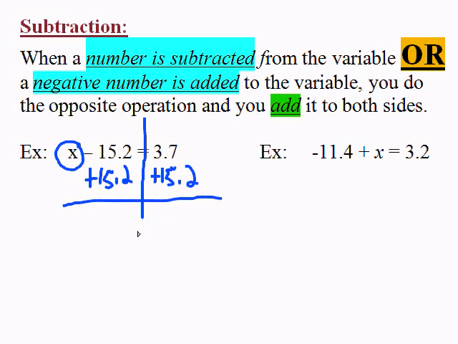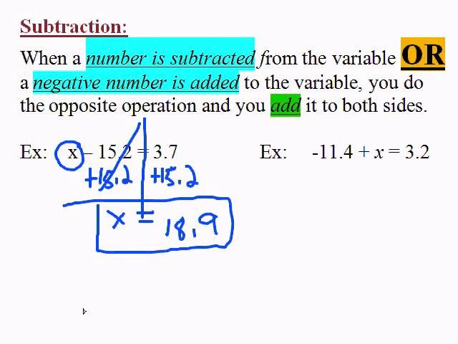Let's see what happens. Negative 15.2 plus 15.2 is 0, leaving us with just x equals 3.7 plus 15.2, which is 18.9, leaving us with our solution. X equals 18.9. Checking your solution, 18.9 minus 15.2 should be 3.7.